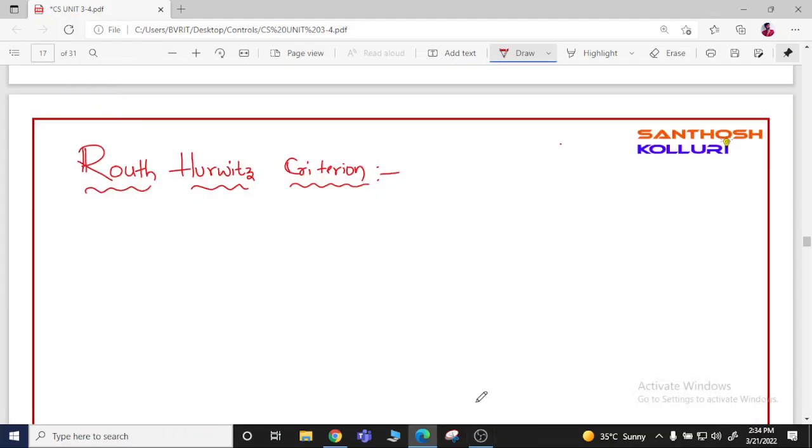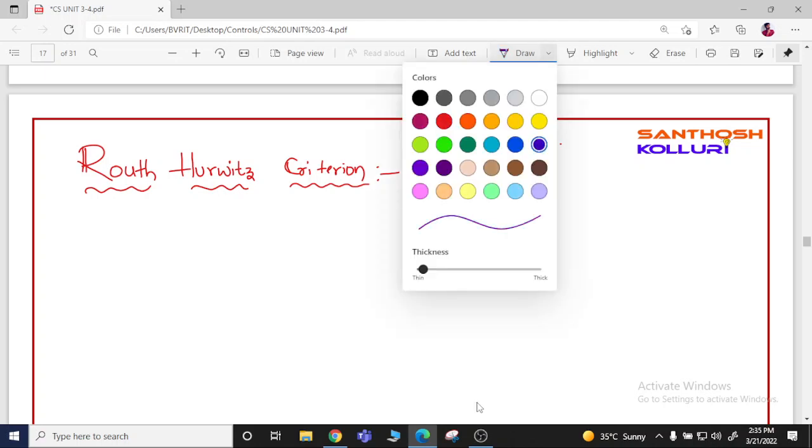Routh criteria is an absolute stability criterion, that means it gives just yes or no information on the stability of a particular system. It will not give the complete details of the stability of the system, like the degree of stability, just the yes or no information related to the stability of a system. So here let us take a transfer function.